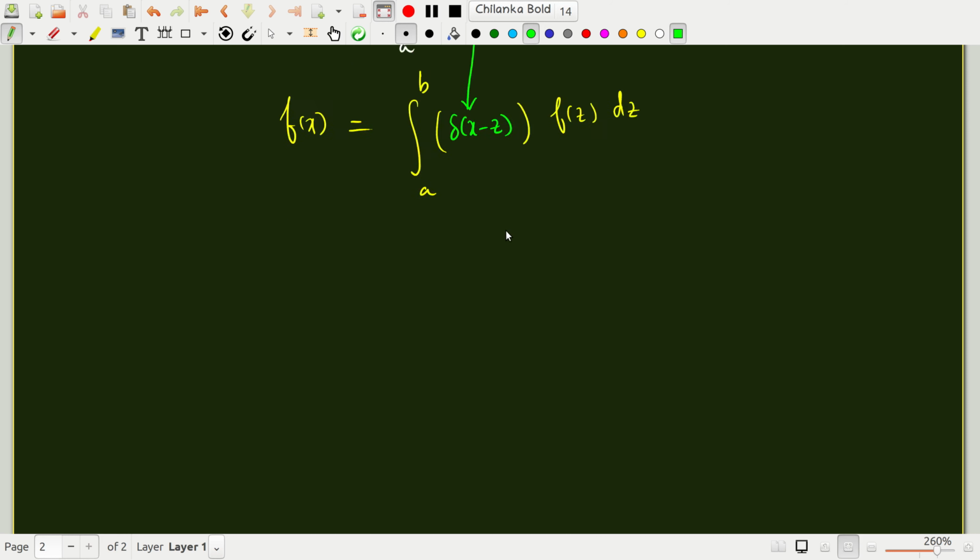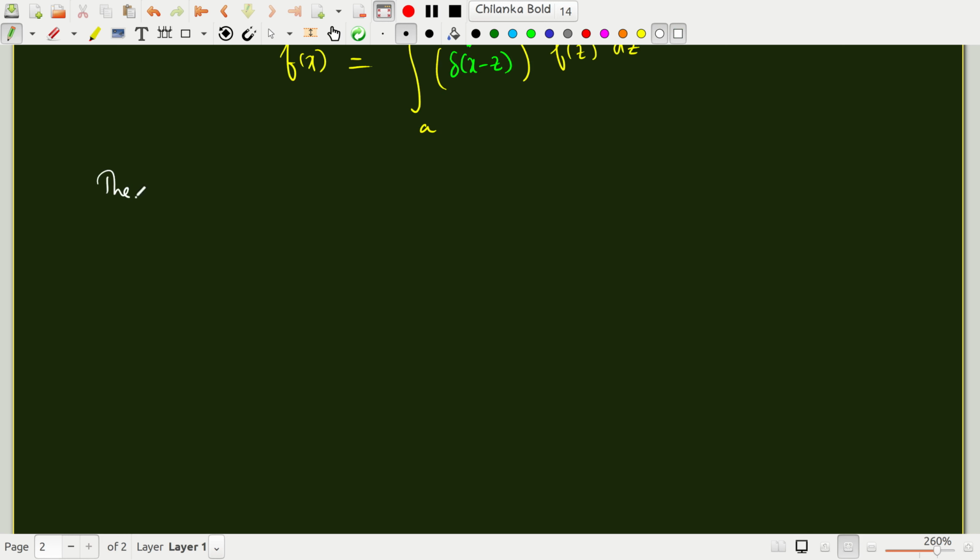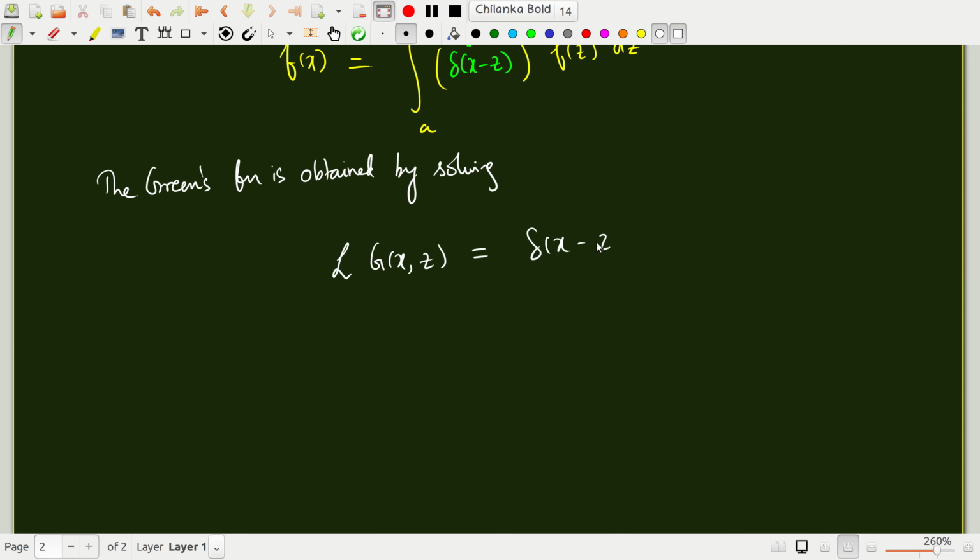So the Green's function is obtained by solving L g equals delta of x minus z. Remember, the Green's function is a function of two variables. And you have to supply the same boundary conditions at the domain ends x equal to a and x equal to b. So the Green's function of a differential equation is the solution to that same differential operator, but instead of f of x on the right side, you have a Dirac impulse forcing. This Dirac delta function is also called an impulse function, so this is called an impulse forcing.